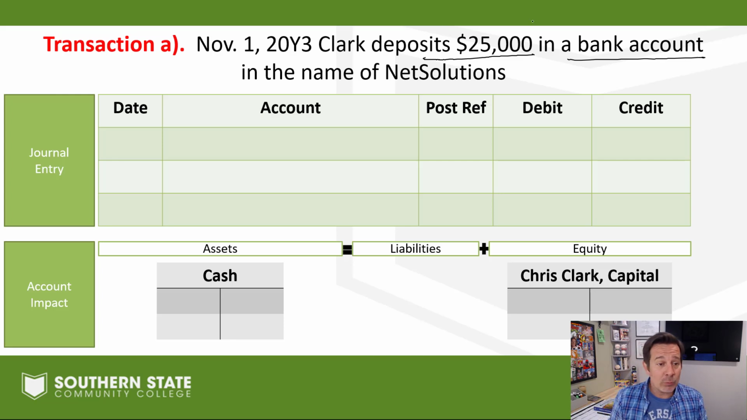Who's putting the money in? Well, the owner is. Owner's investing. So we have a capital account in play here that needs to go up. All right? And I've got those two accounts down here underneath the accounting equation showing you the account impact.